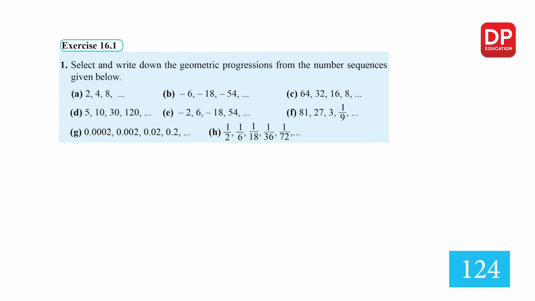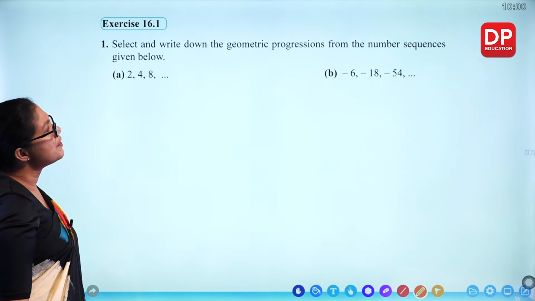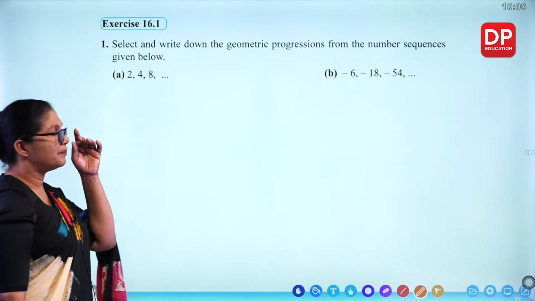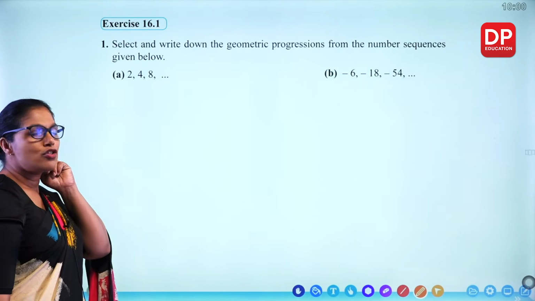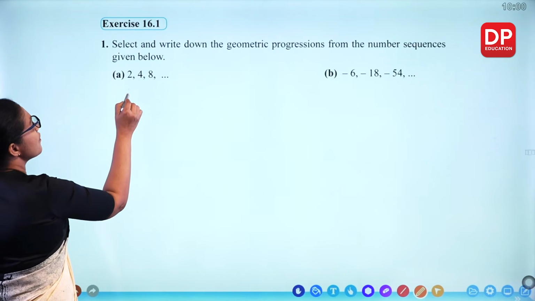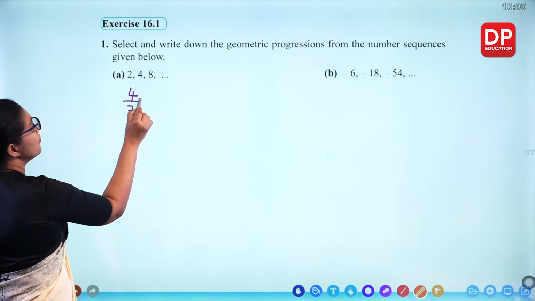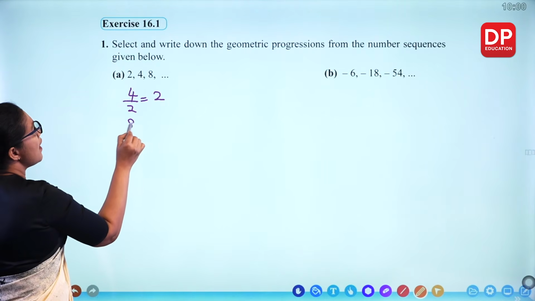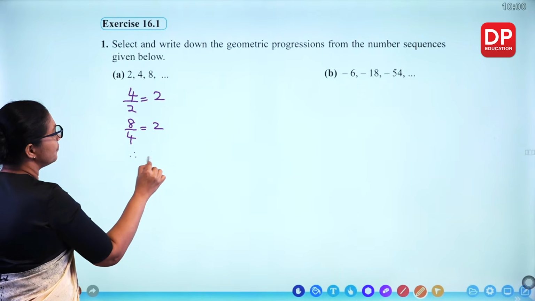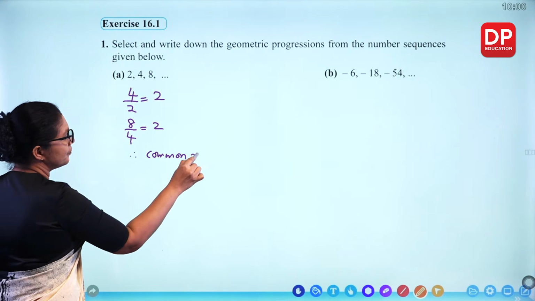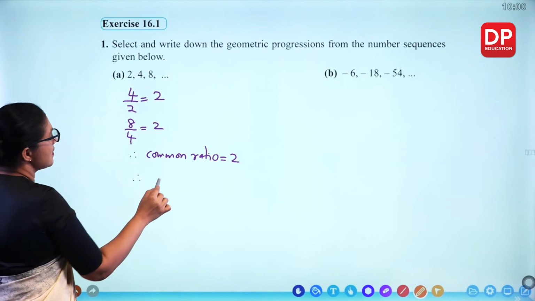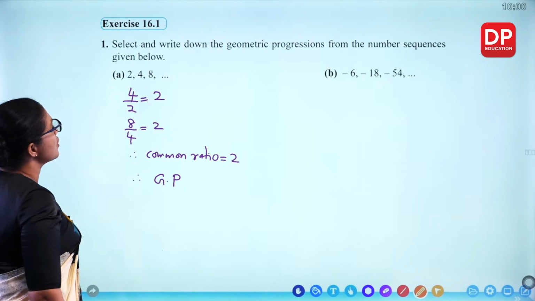Exercise 16.1. Select and write down the geometric progressions from the number sequences given below. So you need to identify which are geometric progressions. When you take this sequence, what's the common ratio? 4 divided by 2, you get 2 here. 8 divided by 4, again 2. So common ratio two. That's it. So it's a geometric progression.